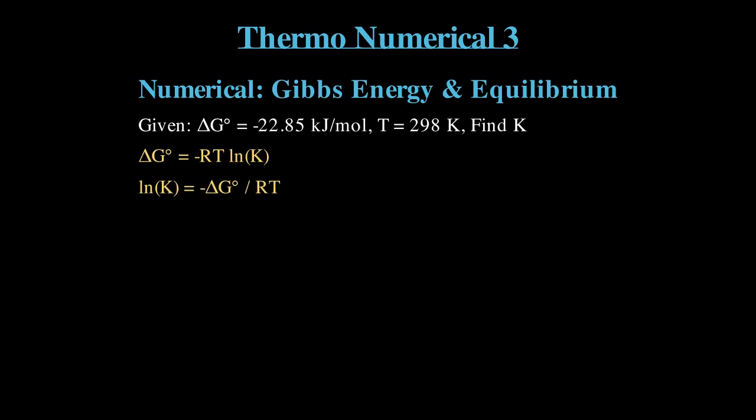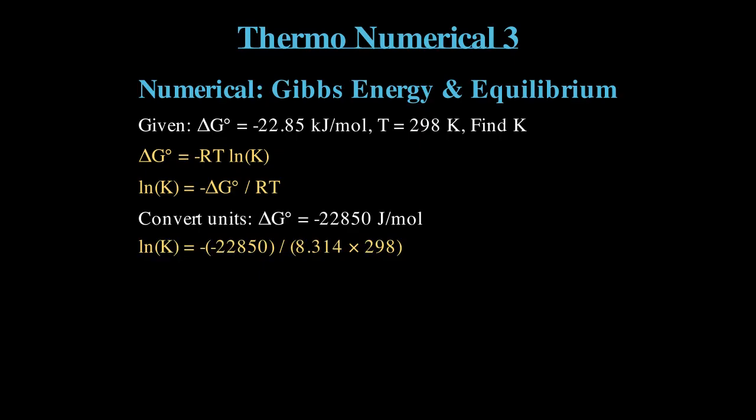A crucial step is unit consistency. We must convert delta G naught to joules, so it becomes minus 22,850 joules per mole. Now, let's plug in the values. ln K equals 22,850 divided by 8.314 times 298. The denominator is about 2478. So, ln K is 22,850 divided by 2478, which equals approximately 9.22.